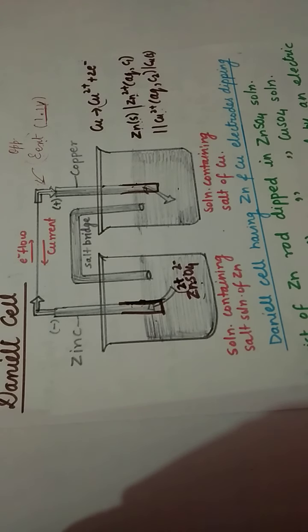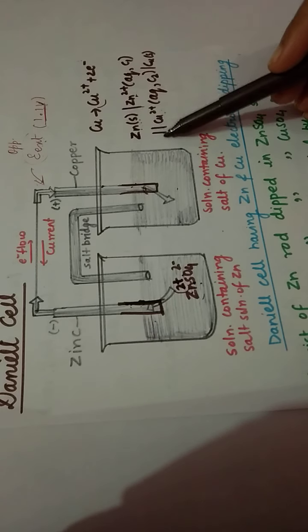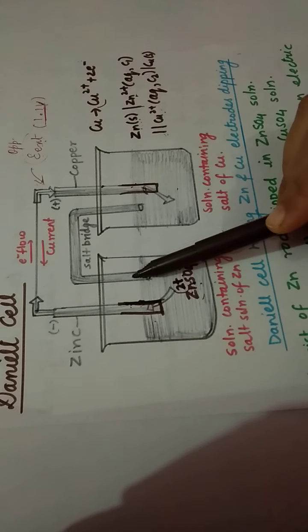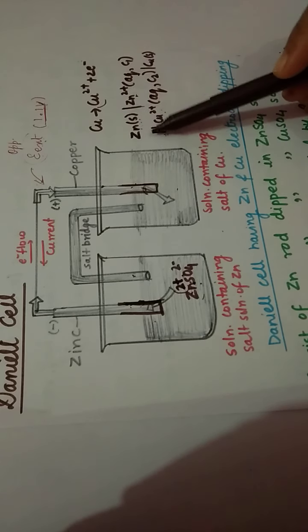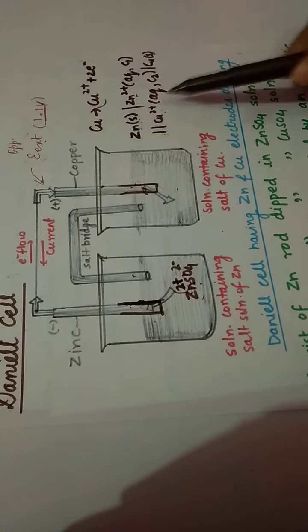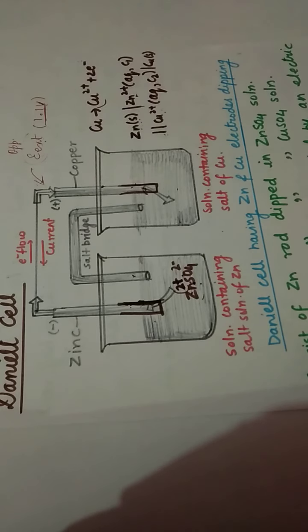Okay, now you can also see the double vertical line. This double vertical line represents the salt bridge. Okay children, I just hope this is clear to you all. Now, I have told you the state is written in the bracket.